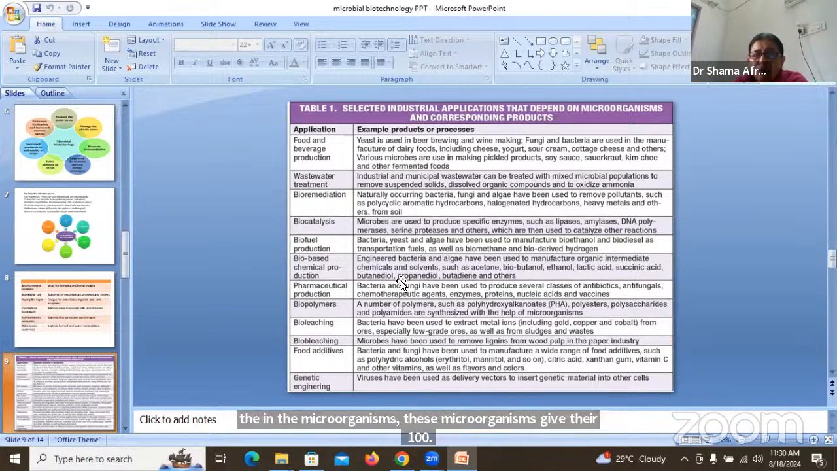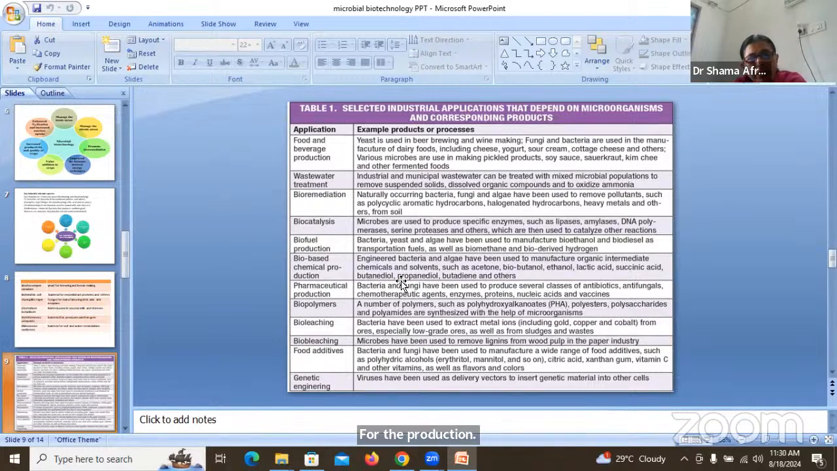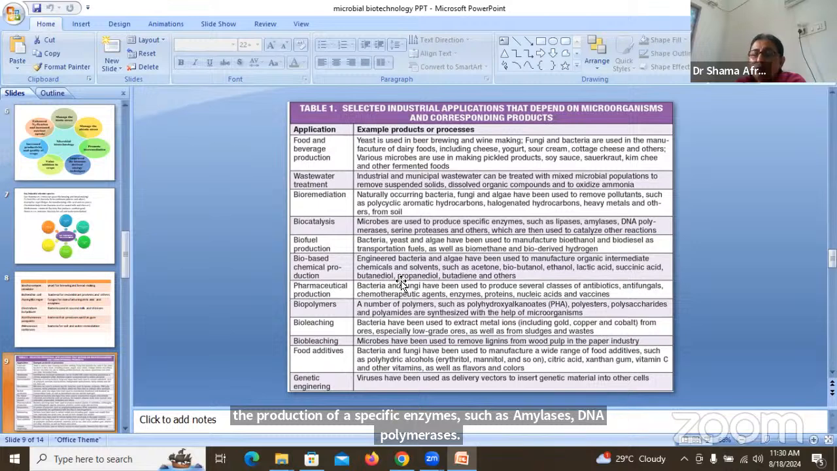In bioremediation also, the naturally occurring bacteria bioremediate, but the altered bacteria make it faster and remove pollutants such as polycyclic aromatic hydrocarbons, halogenated hydrocarbons, heavy metals, and others from the soil. They are used as biocatalysts for the production of specific enzymes such as lipases, amylases, DNA polymerases, serine proteases, and others which are used for catalyzing the reactions.